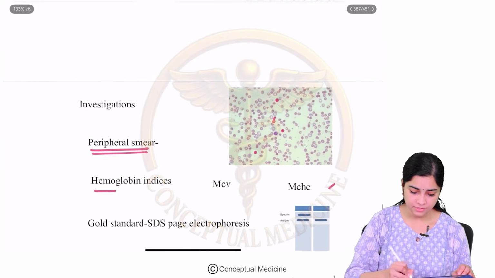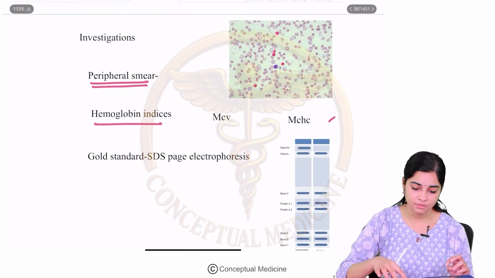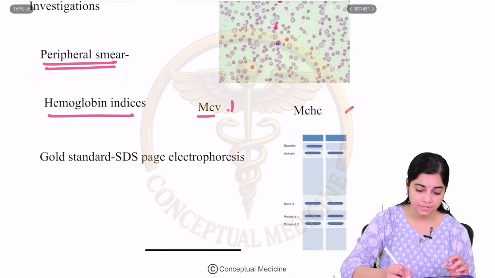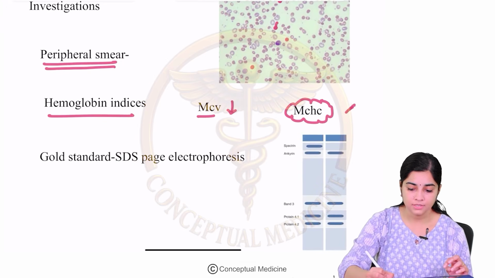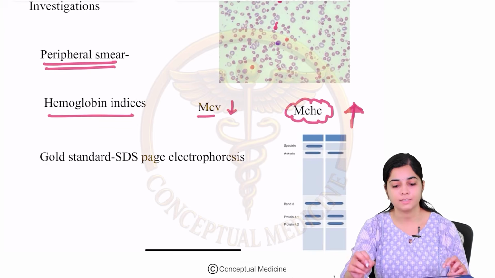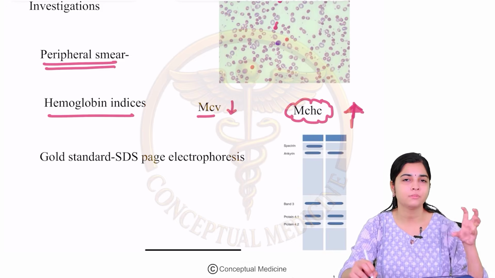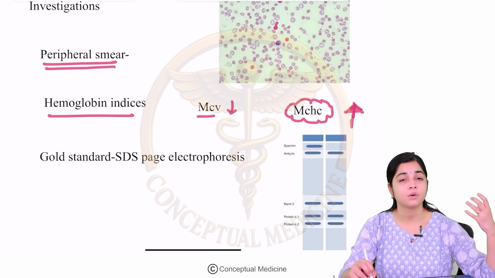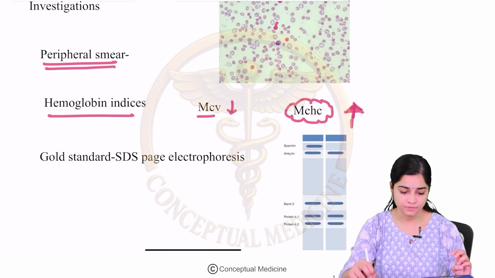Then you will have to look at the hemoglobin indices. Now, what will you see in the hemoglobin indices? MCV may be reduced, but the mean corpuscular hemoglobin concentration is definitely going to be increased, mainly because once the cell assumes the shape of a spherocyte, the concentration of hemoglobin in that particular RBC will be increased, right?